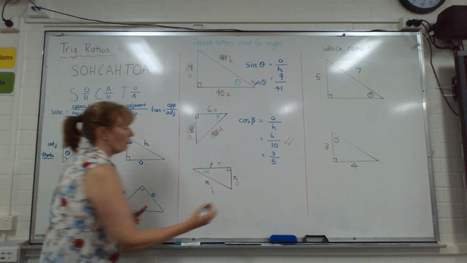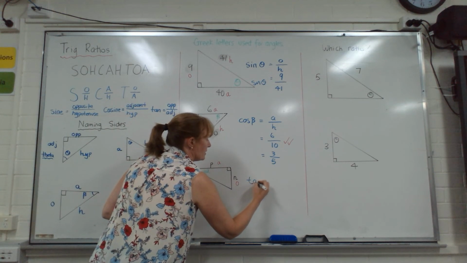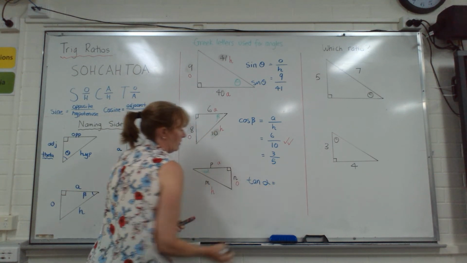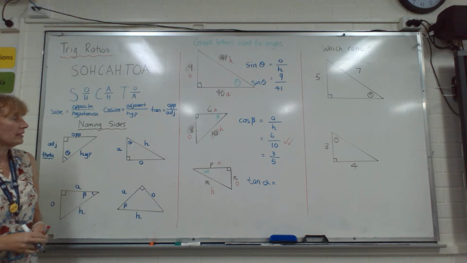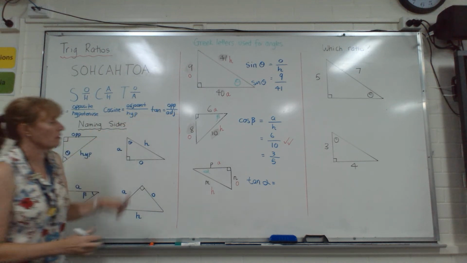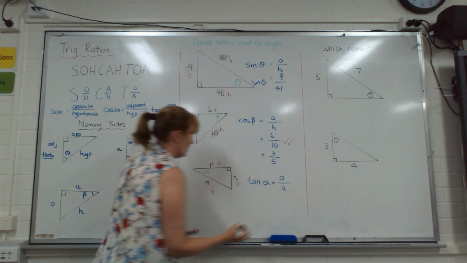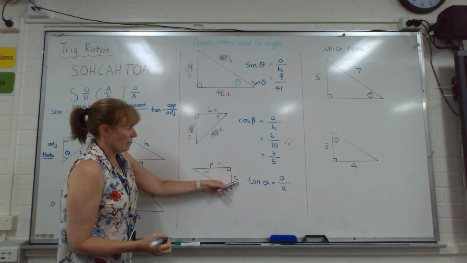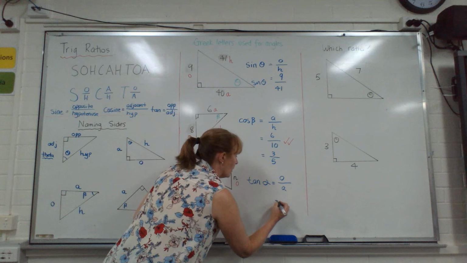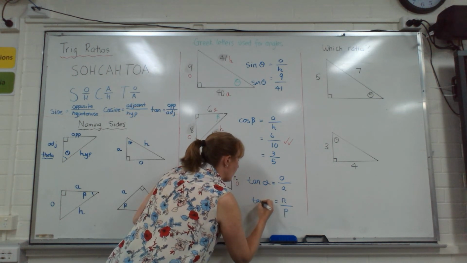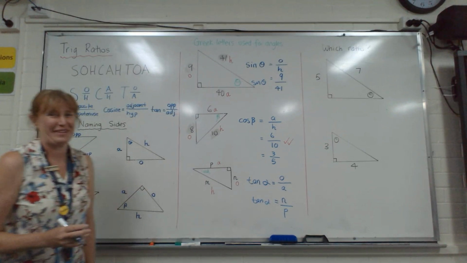Finally, I'm going to ask you for, say, we're going to use tan next, let's use tan. Tan of alpha is our Greek letter this time. Now tan is equal to the opposite over the adjacent. Opposite over adjacent. So we've got N over P. And tan of alpha is equal to N over P.